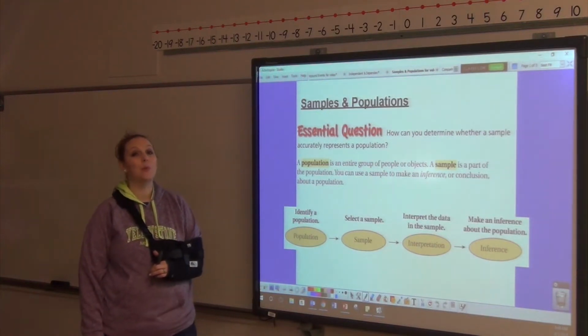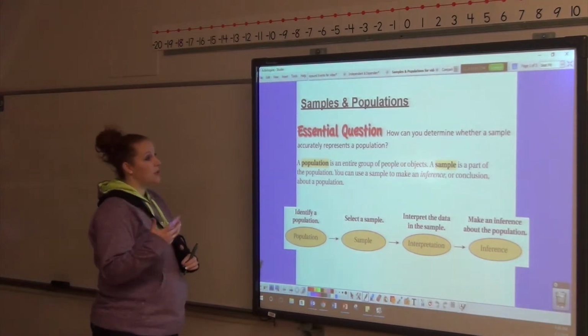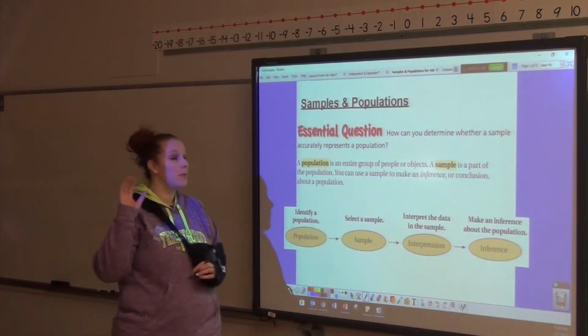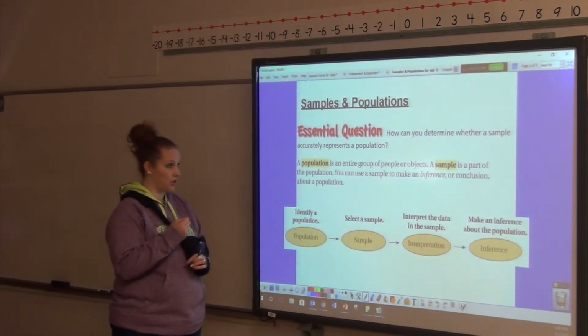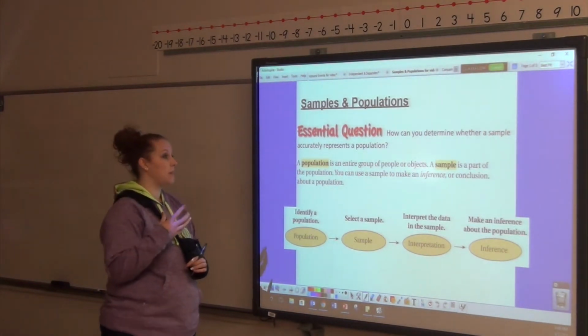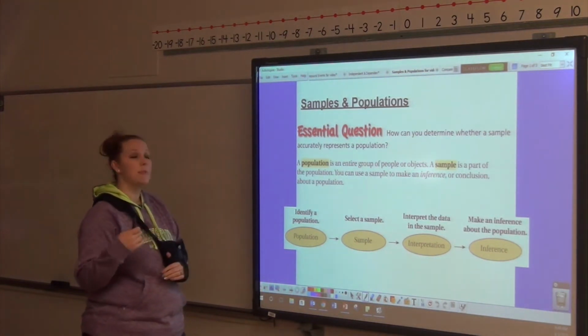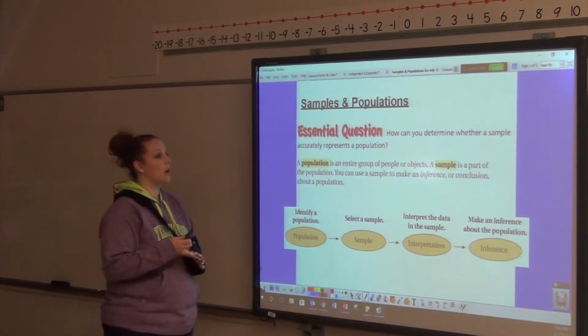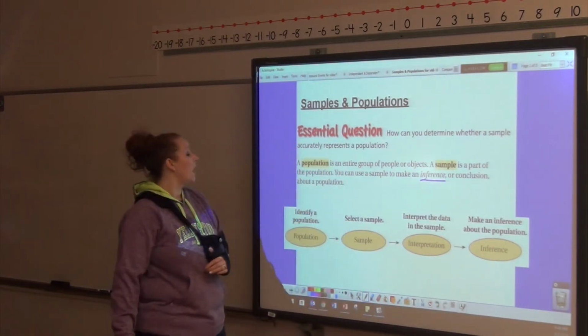Samples and population are really important when you're talking about statistics. Okay, so the population is the entire group of people or objects you are looking at. The sample is the part of that population that you use in your experiment. You can use your sample to make conclusions about your experiment, make inference. We talked about this word inference.